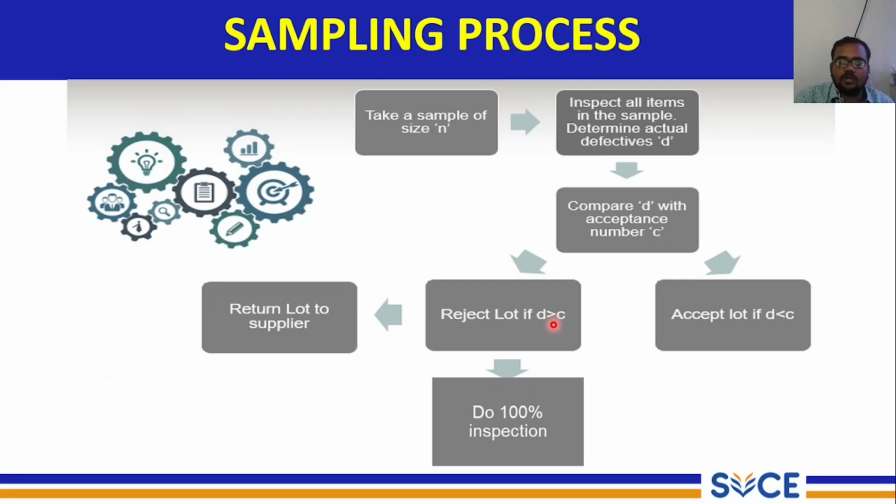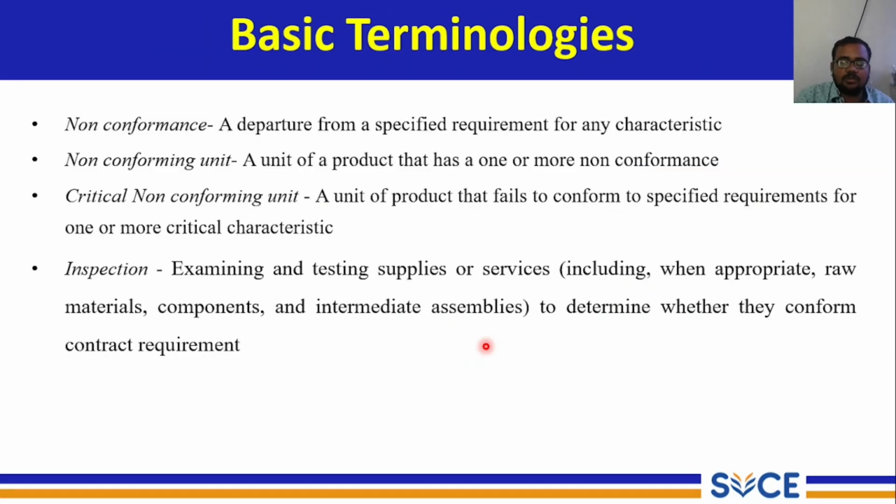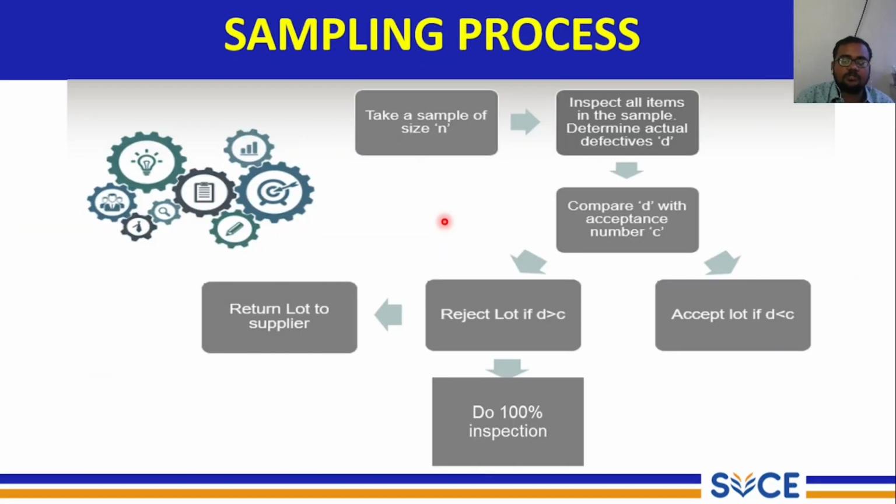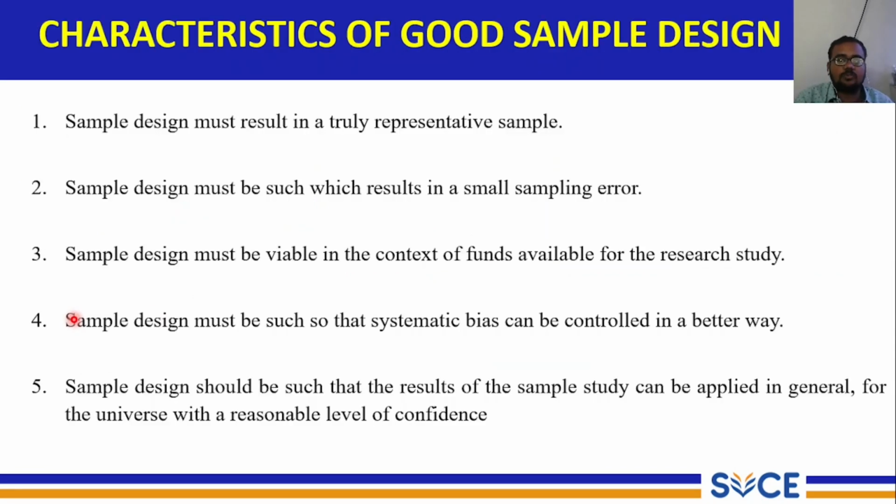which means if your number of defectives is greater than your acceptance number, you are going to reject it and return the lot to the supplier. On the other hand, if you find that D is less than C, you are going to accept the lot. Before you reject, there are two options. Once the number of defectives is greater than the acceptance number, either you do 100% inspection of the entire lot and then take a decision, or if you are very sure that one or more critical characteristics are not meeting the required standard, as the previous slide says, then you can obviously return the entire lot to the supplier.